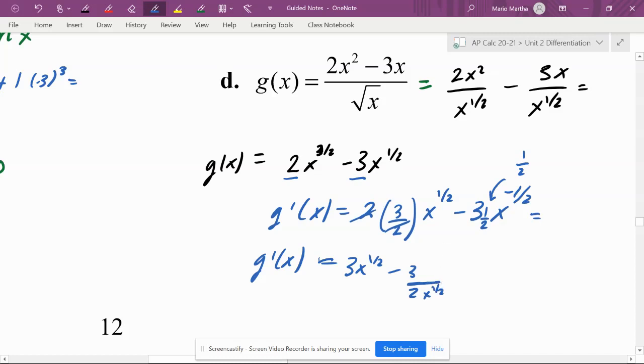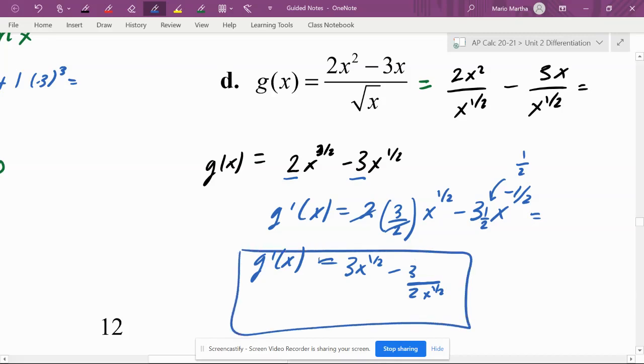All right. Sorry about that mistake right there. I forgot to put in my n. I did subtract, I just forgot to put in my n. So that's going to be our g prime of x.